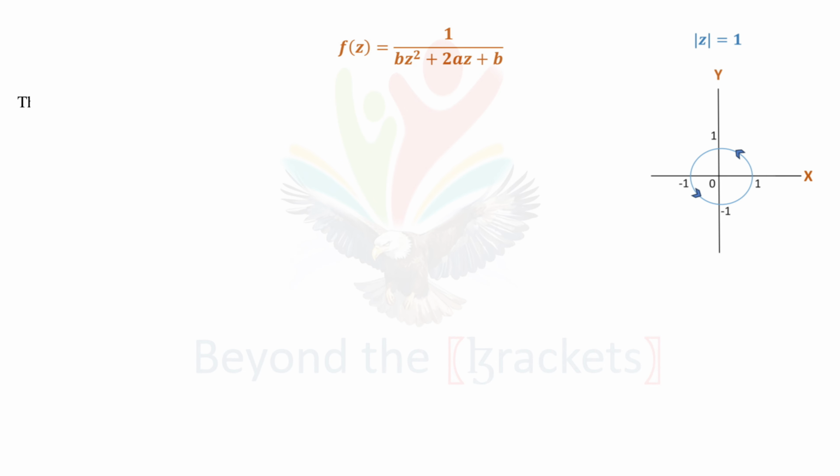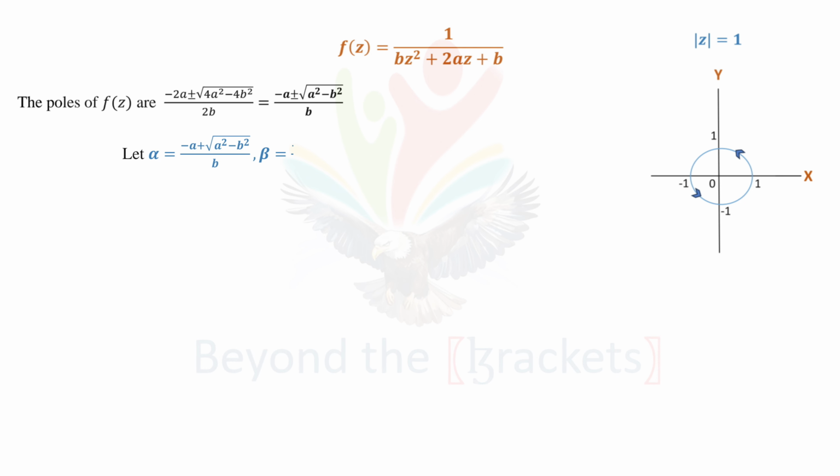The poles are obtained by equating the denominator bz² + 2az + b to 0. Solving this quadratic equation, z = (−2a ± √(4a² − 4b²))/(2b). On simplification, z = (−a ± √(a² − b²))/b. So the poles are α = (−a + √(a² − b²))/b and β = (−a − √(a² − b²))/b.